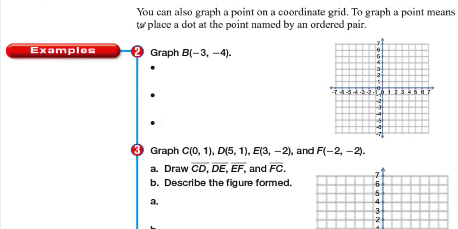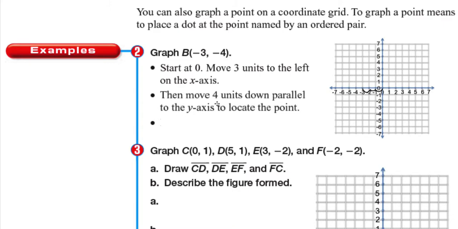Let's go to example number 2. Before we do that, you can also graph a point on the coordinate grid. To graph a point means to place a dot at a point named by an ordered pair. So we want to graph point B, which is negative 3 and negative 4. Let's do it by steps. First, start at 0, move 3 units to the left on the x-axis because it's negative 3. So 3 units to the left will mean 1, 2, 3.